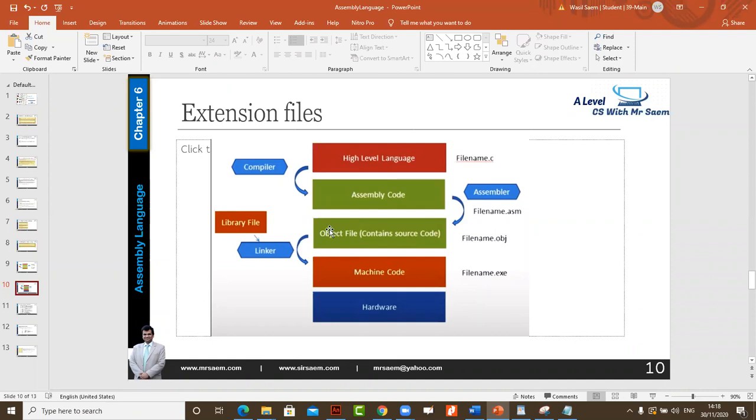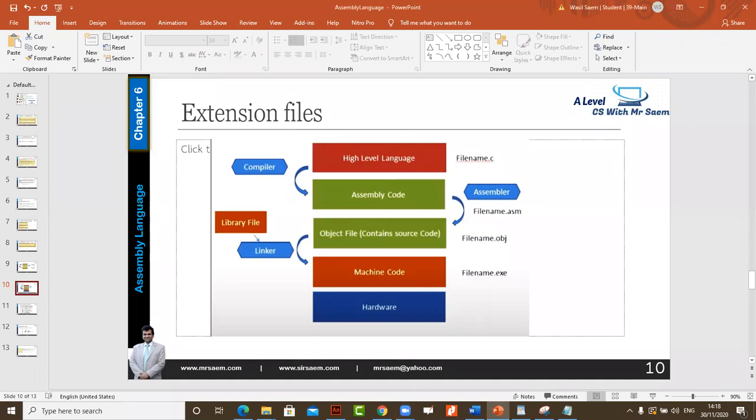You don't program within the object file. It's just an intermediate layer between the assembly code and the machine code. You program in high level, you can program in assembly, but you cannot program in these two later on. You need to convert it into machine code. You get the point? Did I answer your question? Is it clear? We are going to join once this gets off, inshallah.